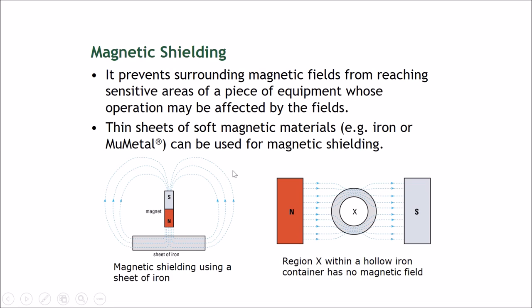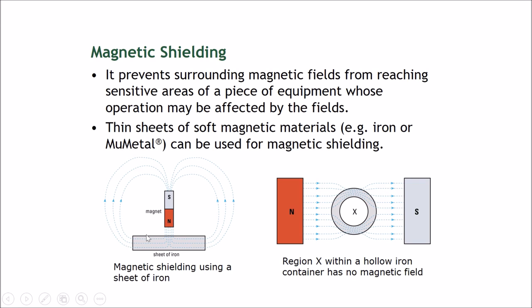Now let's talk about magnetic shielding. Magnetic shielding actually is quite important because it prevents surrounding magnetic fields from reaching sensitive areas of a piece of equipment whose operation may be affected by the fields. So how do we shield magnetic fields? Now you need to use thin sheets of soft magnetic materials, for example iron or blue metal. They can be used for magnetic shielding.